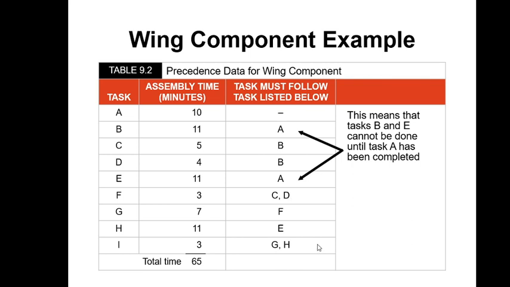That's why later on we call the network a precedence diagram. For example, also task I cannot be done unless tasks G and H are already done.